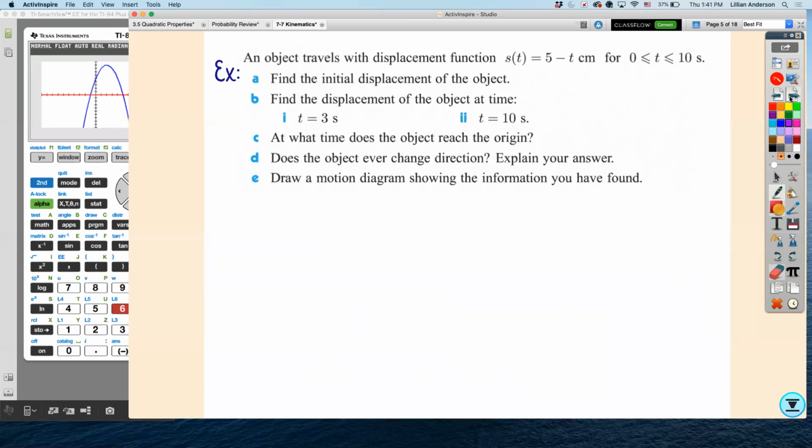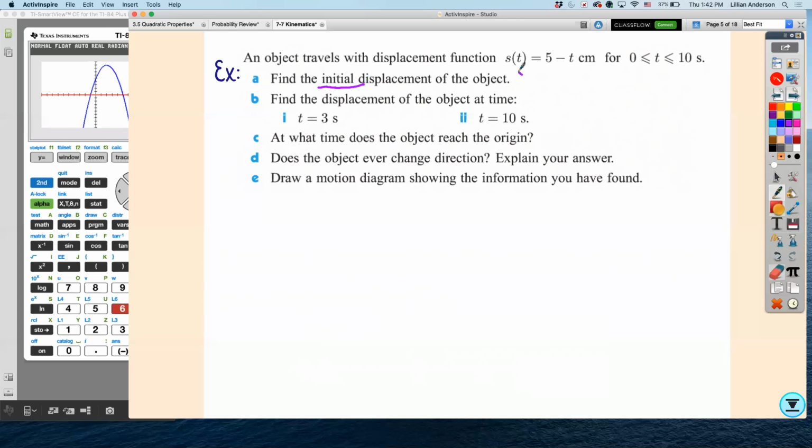Initial displacement means what? S of 0, our starting point, when time is equal to 0. So anytime you see initial, that is when t is equal to 0. If it doesn't tell you anything about finding the initial displacement, or doesn't say anything about it, you can assume that its initial displacement is 0. Always. If it doesn't provide you any information, or doesn't ask you to find it, you can make the assumption that the initial displacement is at 0.